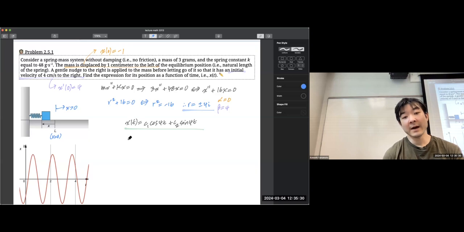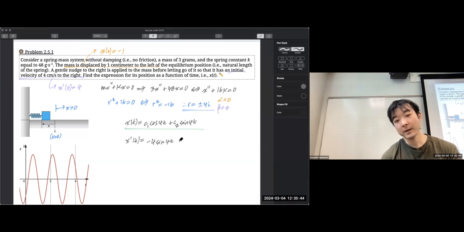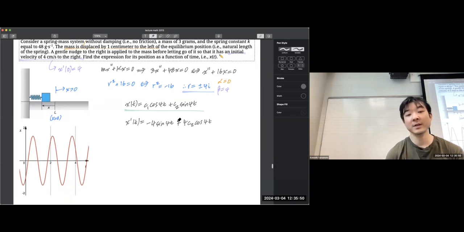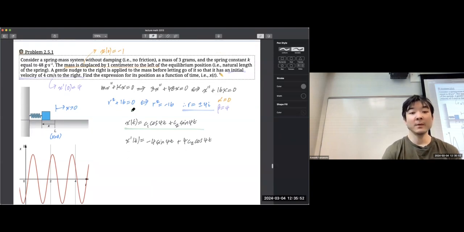So you know we're going to have to take the derivative of this because the purple condition is a derivative condition. So we're going to say x prime of t is equal to negative c1, well, got to do the chain rule, sine of 4t plus 4c2 cosine 4t. So that's just making sure that I have the derivative on hand because this orange condition is simple because it doesn't require you computing the derivative.